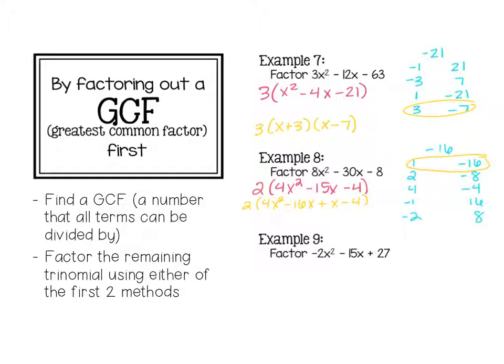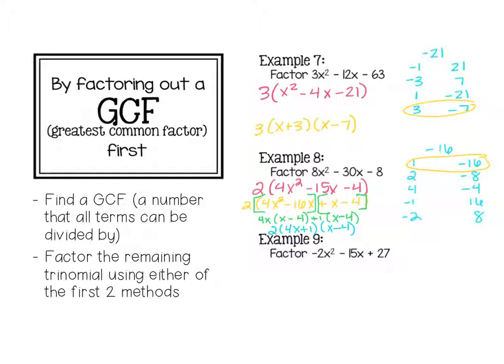I'm going to group this, and I'm going to factor out here a 4x. Here I'm going to factor out a positive 1. And my repeated factor is x minus 4, so I'll have 2 times 4x plus 1 times x minus 4 as my final answer. Now I want you to try example 9 on your own, and then we'll go over it.